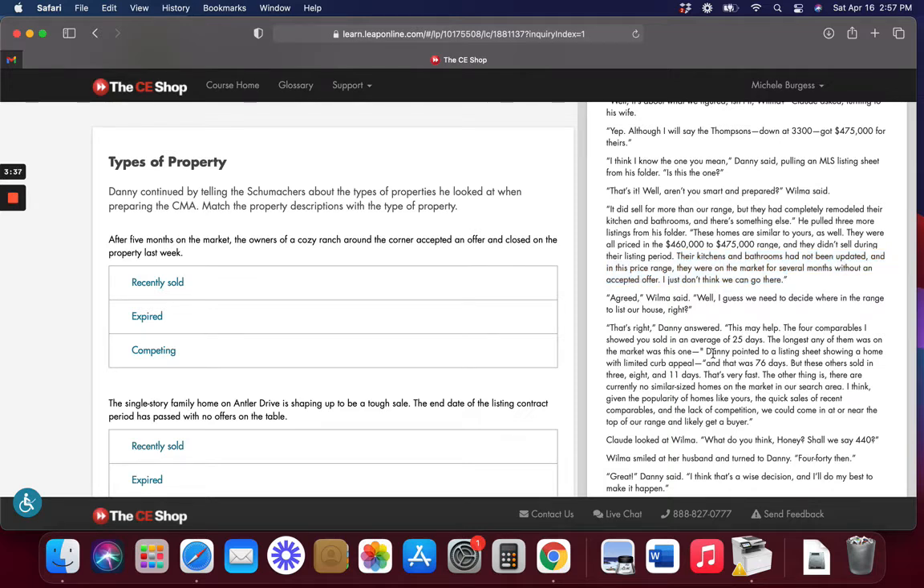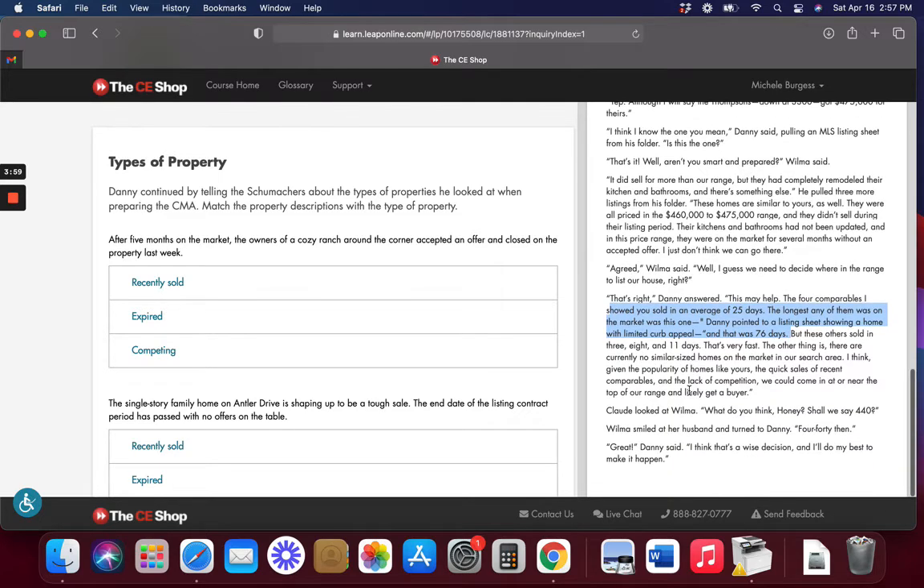Okay, now he's talking about the number of days that this was on the MLS. They sold in an average of 25 days. The longest one on the market was 25 days. Limited curb appeal was on the market for 76 days, but most of them sold in 3, 8, or 11 days, very fast. So they're keeping up with their properties. The ones that are not taking care of their property take longer, of course.